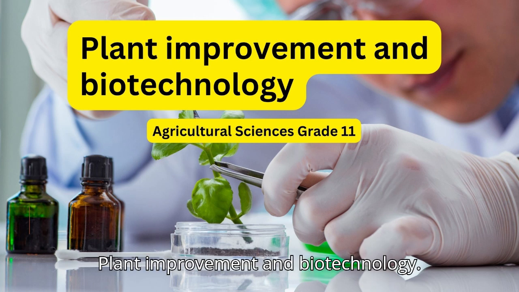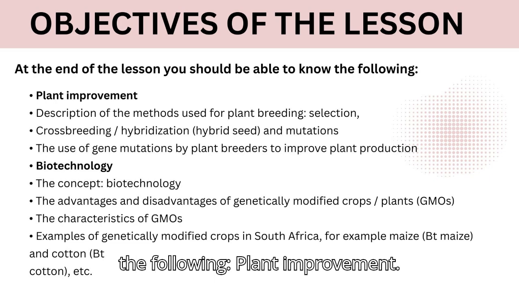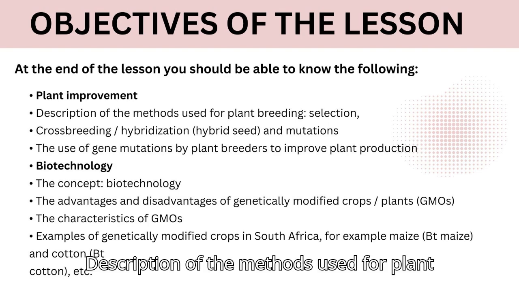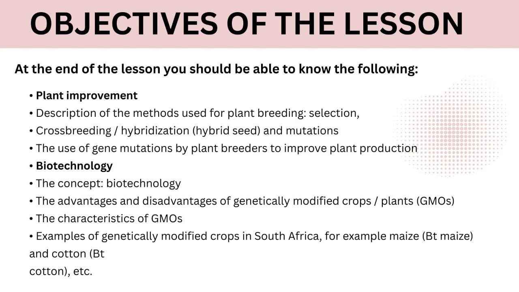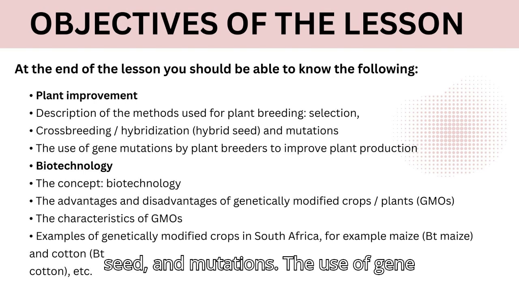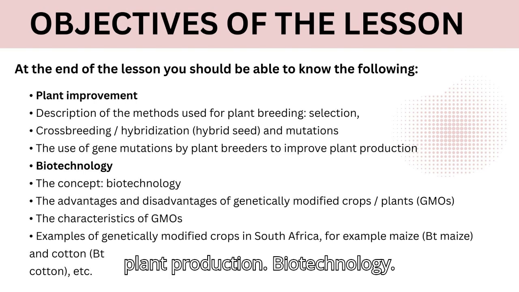Plant improvement and biotechnology. Objectives of the lesson. At the end of the lesson you should be able to know the following. Plant improvement: description of the methods used for plant breeding, selection, crossbreeding/hybridization, hybrid seed, and mutations. The use of gene mutations by plant breeders to improve plant production.